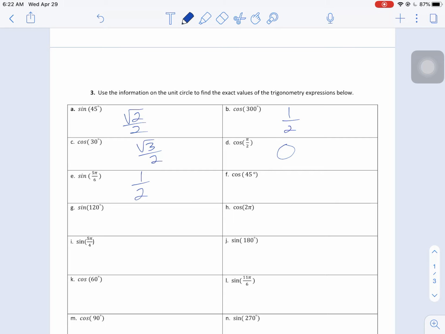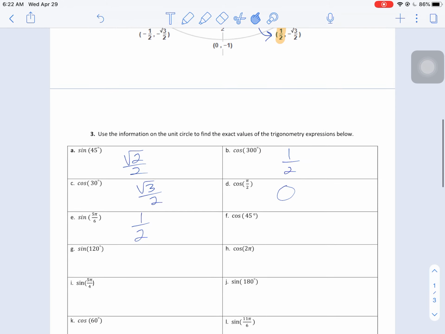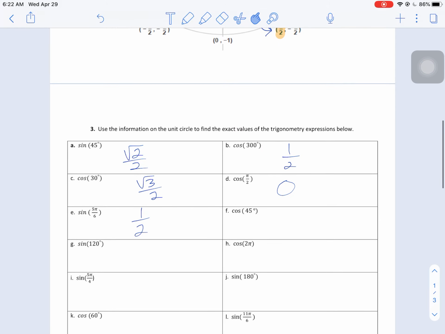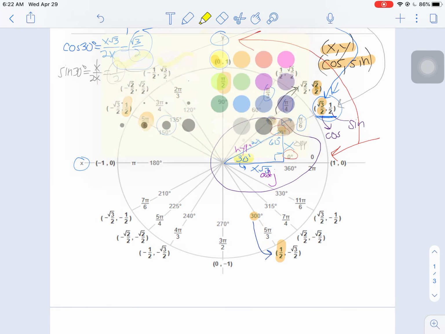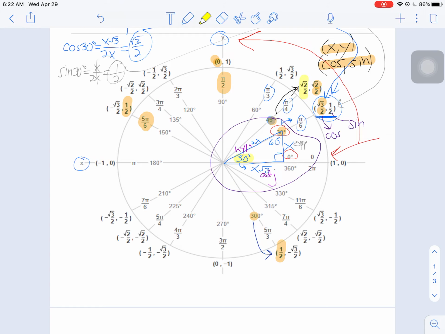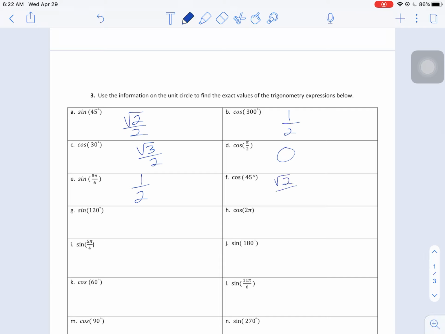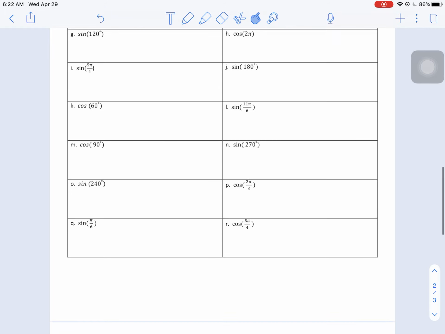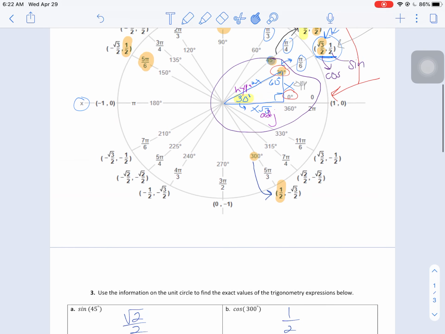And then last but not least, cosine 45 degrees. So 45 degrees is right here. And we wanted, I think it was sine. Nope, we wanted cosine. So cosine 45 degrees. Cosine is the x coordinate. So root 2 over 2. So why don't you try out the rest of the problems on this worksheet, and then you could just check the answer key that I'll post a little bit later.